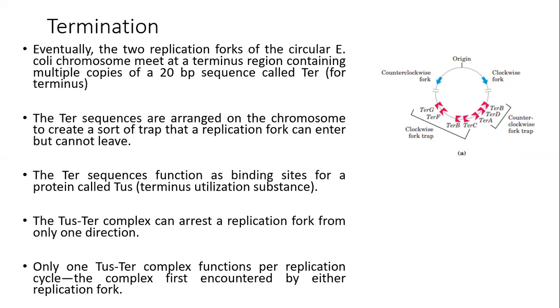The TUS-TER complex arrests the replication fork from one direction only, and only one replication complex functions. Only one TUS-TER complex functions during the termination. The process ends when the second replication fork meets the arrested replication fork, completing the replication process.